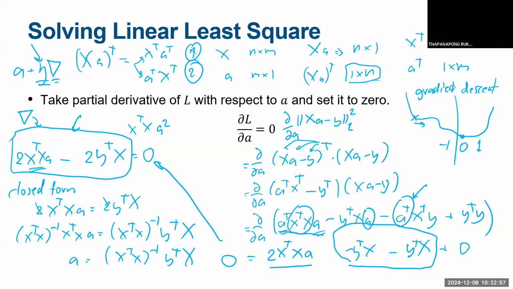So that is how we solve the least square solution. You can find the gradient and then you update your A with this formula to get closer to the global minimum.